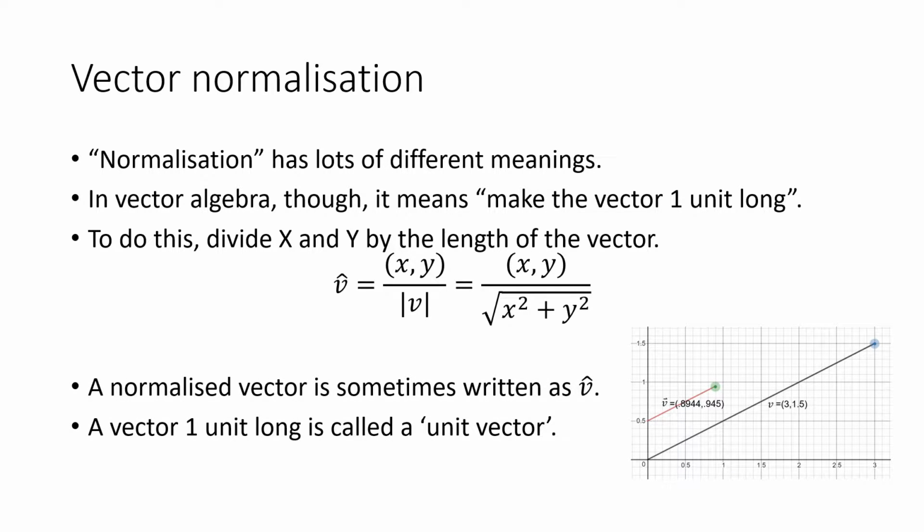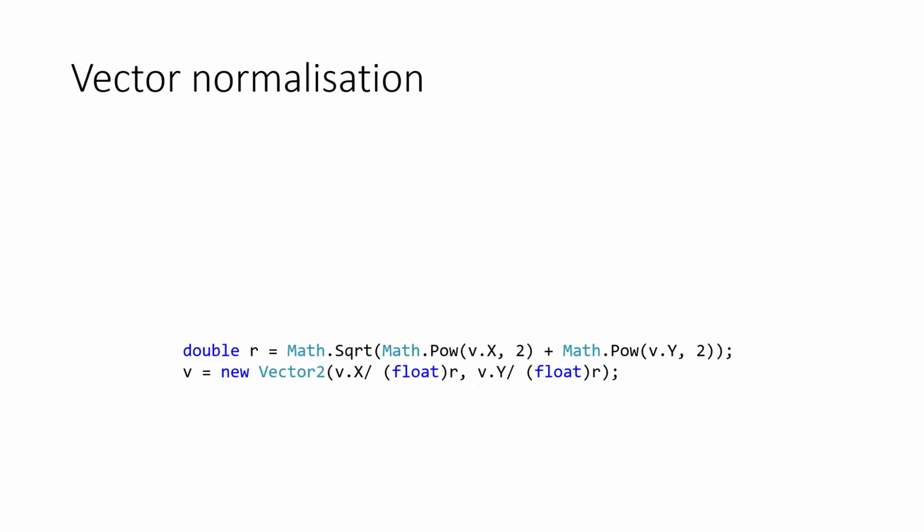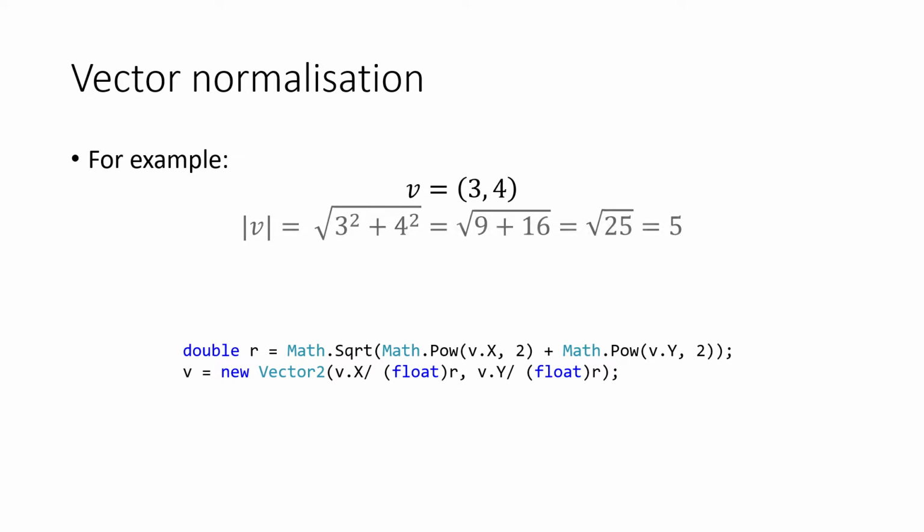So a vector 1 unit long is called a unit vector. Unit vectors, unit circles, all very important to link things together. So for example, if you've got a vector 3, 4, then this is your classic 3, 4, 5 triangle, by the way. So 3 squared plus 4 squared gives you 25. Square root that, you get 5. So the length of that vector is 5 units. The normalized version of that vector, so I take 3, 4, divide it by the magnitude, which is 5, you get 0.6, 0.8.